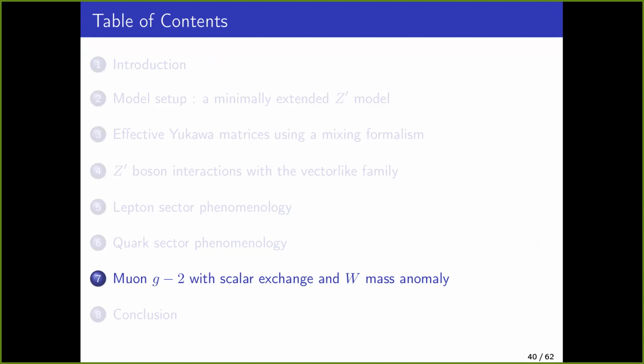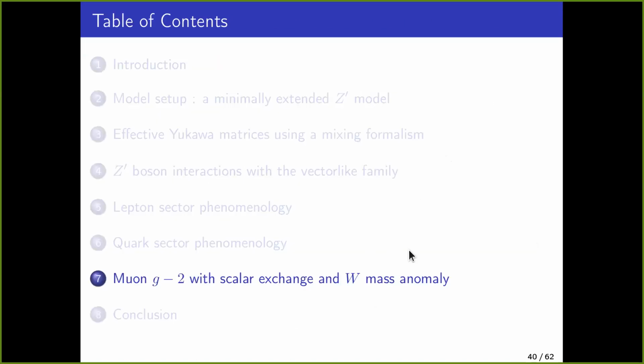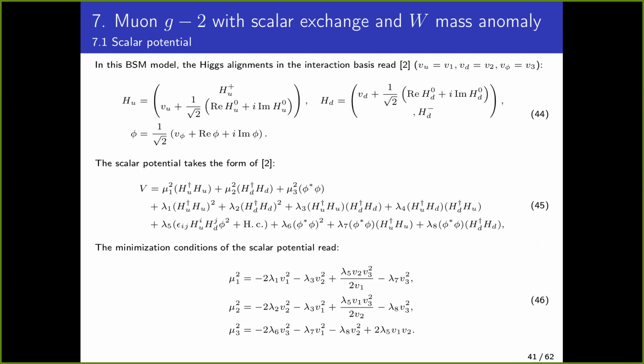Thank you. So we can start exploring the muon G-2 with scalar exchange and the W mass anomaly. Unlike the previous chapters, where we mainly focused on Z-prime physics, this time we consider the non-standard model scalar contributions to the muon G-2 and the W mass anomaly. So let's start from here.